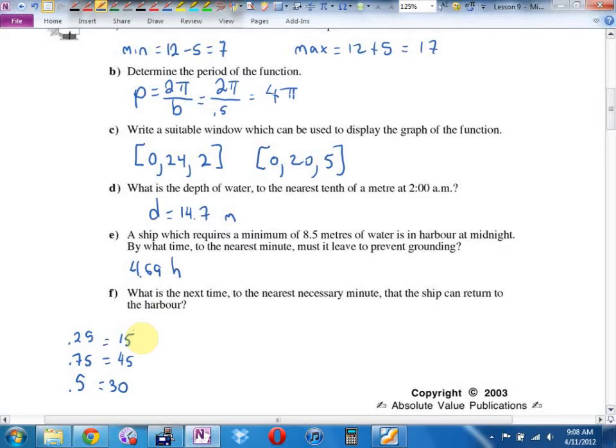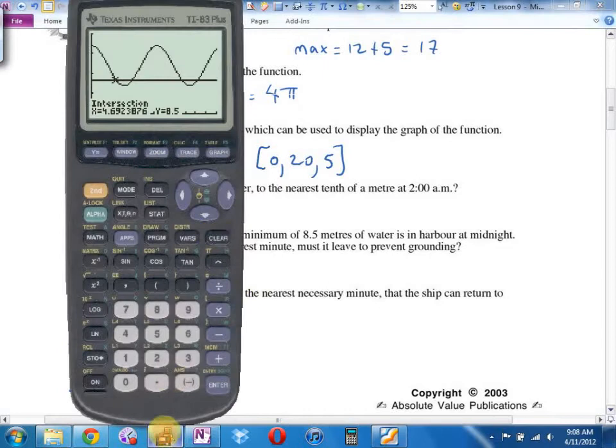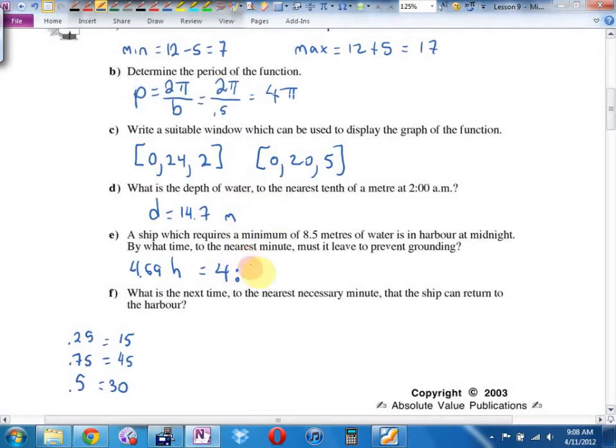So you know what I'm going to do? This is going to be 4. Can you go 0.69 times 60 on your calculator? Clear, clear, clear to get to the math menu. 0.69 times 60. Oh, you know what? 4:40, just past 4:41 a.m. If it's not out of the harbor by 4:41 a.m., it's stuck there because it's going to scrape on the bottom.